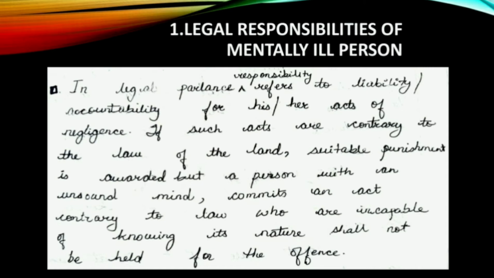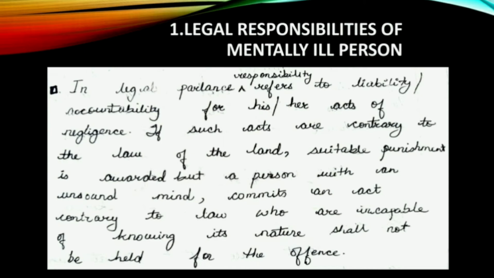This means a person must be responsible or accountable for his or her own neglecting behavior. In this case, if a particular person acts against the law of the country, then he will be punished. But if that person is unsound or mentally ill, then he will not be responsible for the crime. But the person has to go through various tests to be declared unsound or mentally ill, so as not to be held criminally responsible for their actions that broke the law. They have many different rules to follow.